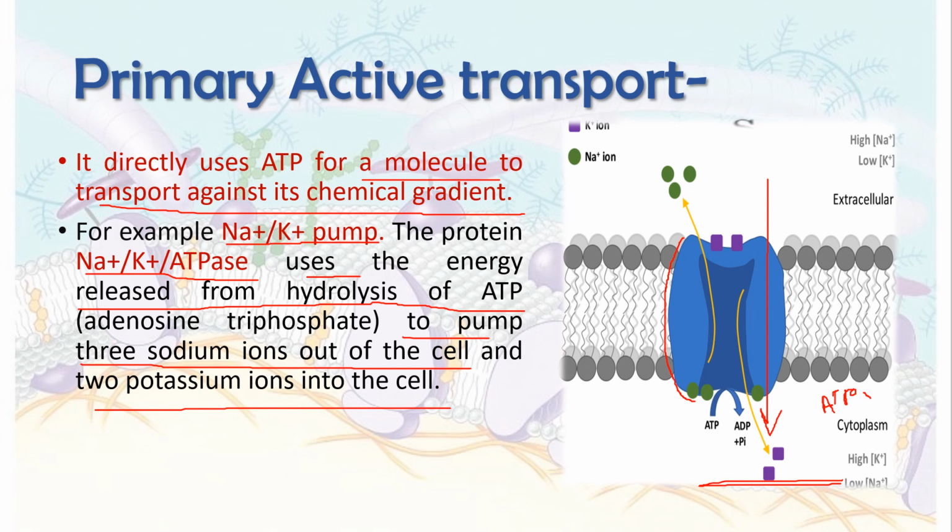So you can see over here, we know the sodium ion concentration is higher at the extracellular space, whereas the concentration of potassium ion is higher in the cytosol. Okay, so this pump transports sodium and potassium ions against their electrochemical gradients. This pump moves 3 sodium ions out of the cell and 2 potassium ions inside the cell.